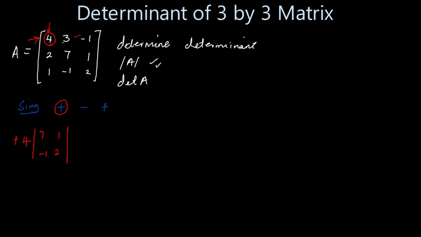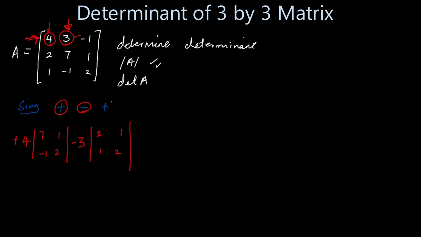We move to the second one, we pick 3. The sign for 3 will be the following one, which is minus 3. So minus 3, we open these brackets again. We now close the row that contains 3, which is the upper row, and the column that also contains 3. So when we close them down, the matrix that will remain will be 2, 1, 1, 2. So those are the ones that we write here. We have a 2, 1, a 1, and a 2.